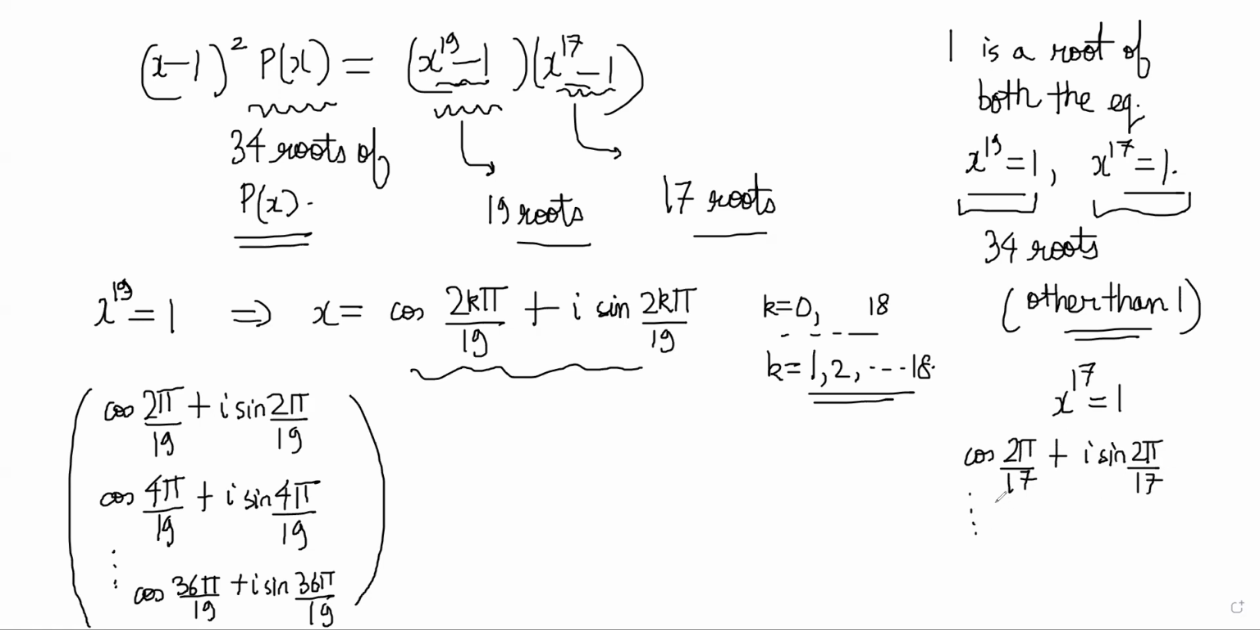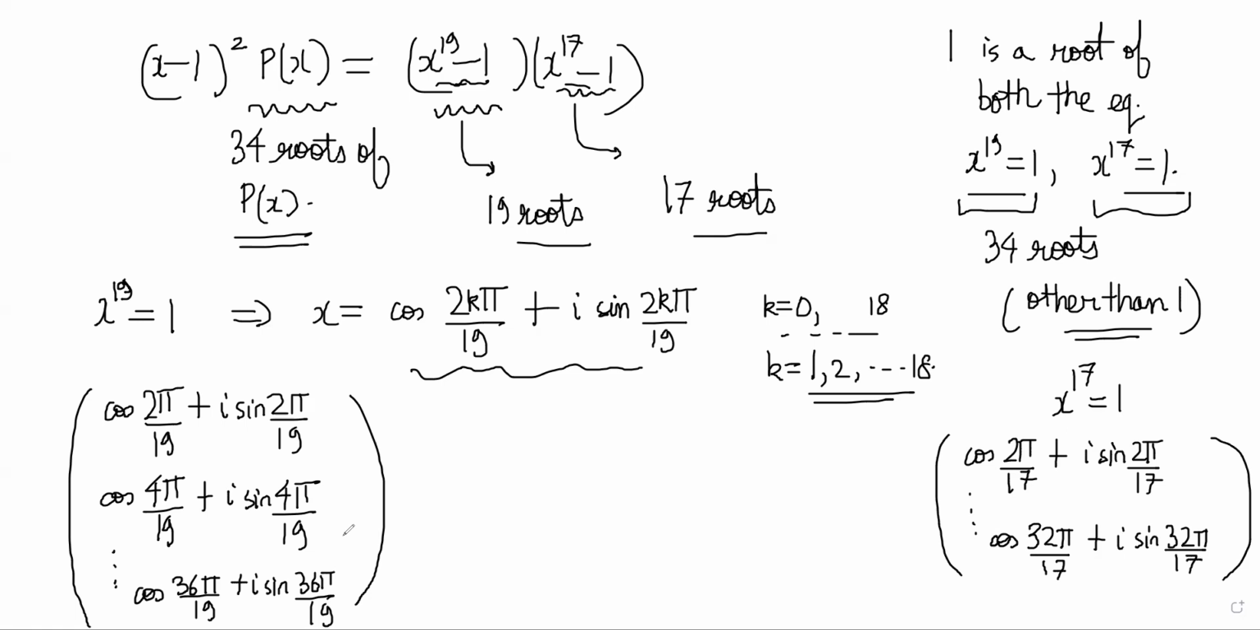The next one will be cos of 4 pi by 17, and the last one would be cos of 16 into 2 pi, so 32 pi by 17 plus i sine 32 pi by 17. These are the 16 roots from here and the 18 roots from here, which make up the 34 roots. We have to find out the smallest 5 values of alpha.